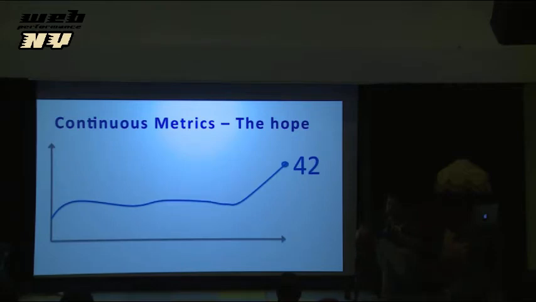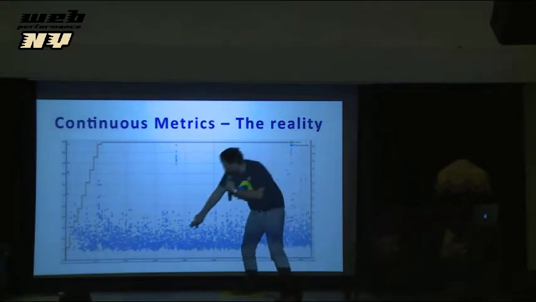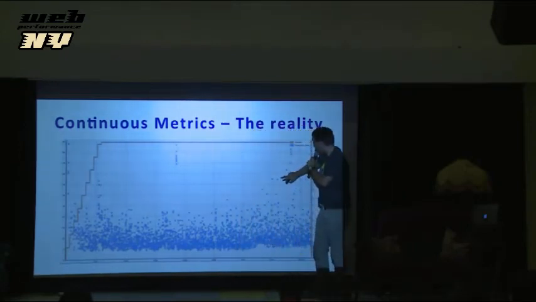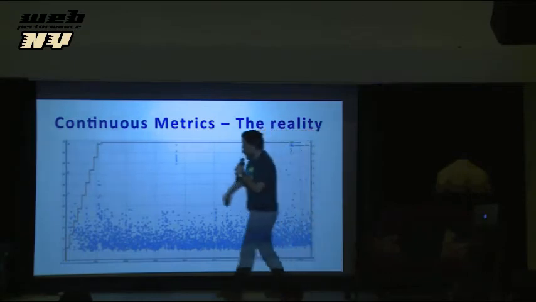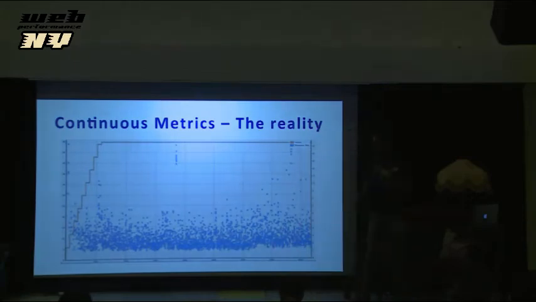So the big hope would be that your chart of response time might look something like this. It's a single line over time, and you have a value, in this case 42, and you know exactly what the response time is. Unfortunately, this is what the reality of a response time distribution looks like. You see it's always spread across a certain range, and you have outliers here, here, here, and also over there. And now we have to come up with a way to represent this in a single number.